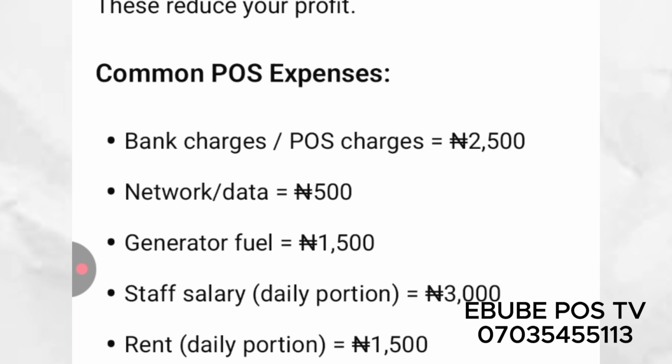Common POS expenses that we encounter every day are bank charges and POS charges. Let's say the whole thing that will be charged for POS and bank charges is like 2.5. Then you buy data on network for 500 naira. Let's say 1 gig can serve a whole day for POS. 1 gig, which is 500 naira, can serve the whole day for POS. POS does not consume data. It's not like you used to watch video on your POS.